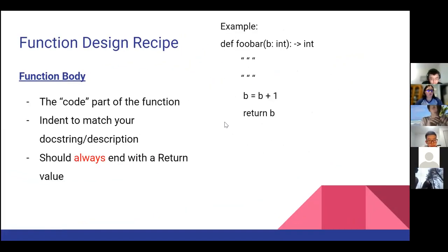And finally, your function body, the meat of the code. This is the code part of your function, the actual thing that does stuff. It should be indented so that it matches your docstring indentation. You might have additional indentations for for loops, but the main indentation should match this. And you should always, every single time, end your function with a return value. Do not leave a function without a return value, because that is not correct, at least within the context of this course. Your function should always be returning something.